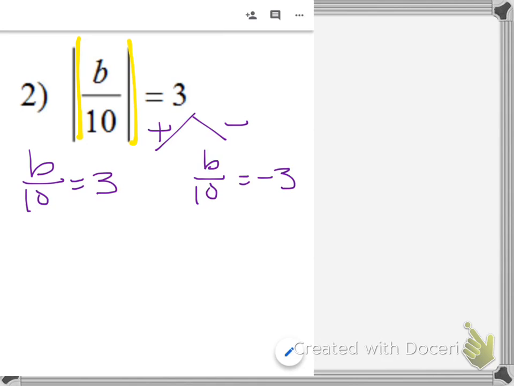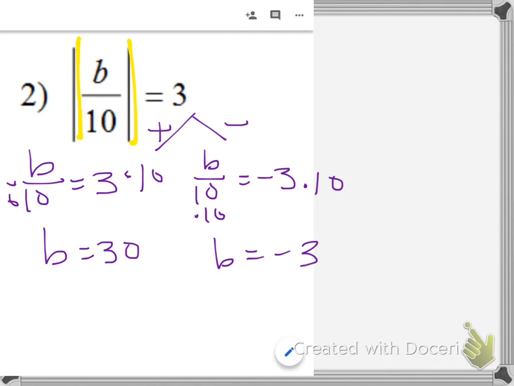Remember, if we want to get b by itself, we have to do inverse operations. If you are dividing by 10, the inverse would be to multiply by 10 on both sides. So 3 times 10 gets me b equals 30. And then same thing on the flip side, multiply by 10, and b equals negative 30.